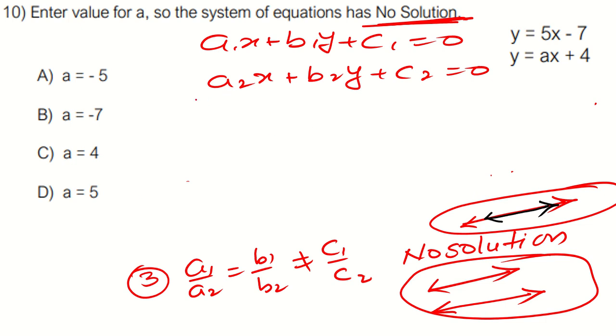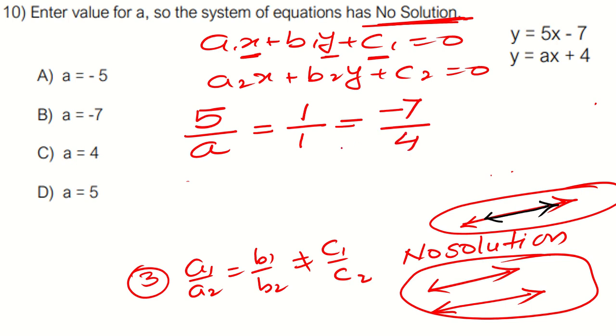So what is a here? A means the coefficient of x, b means the coefficient of y, and c means the constant term. So what is written with x in the first equation? 5. What is written with x in the second equation? a. Then equal to, what is written with y? Coefficient of y is 1, coefficient of y in the other equation is 1. Then the constant terms are minus 7 and 4 in the other equation.